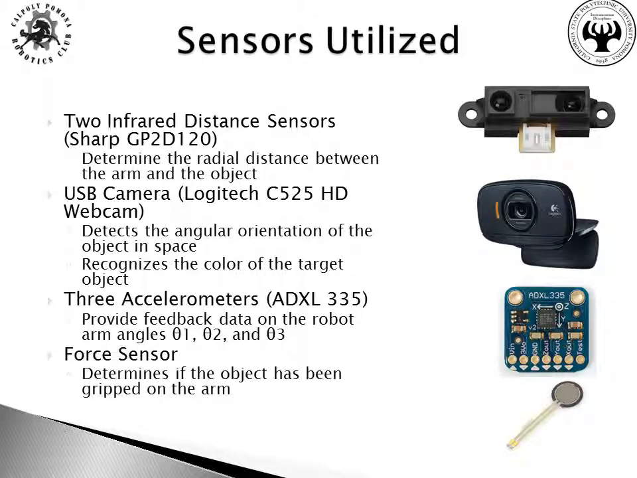In order to ensure that the robotic arm control system functioned properly, it was of immense importance that the proper sensors were used for the job. In this case, Sharp IR distance sensors were used to determine the radial distance between the arm and the object. A USB webcam was used to determine the color of the object and the angular orientation of the object in space. Accelerometers were used to provide feedback data on the robotic arm angles. And finally, a force sensor was used to determine if the robotic arm gripped the object or not.